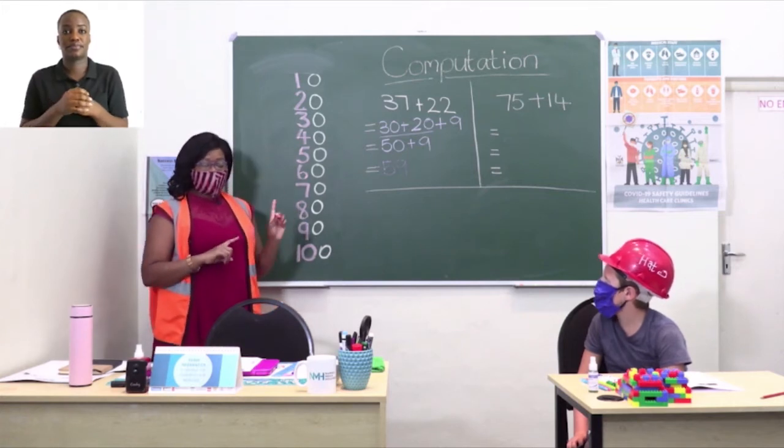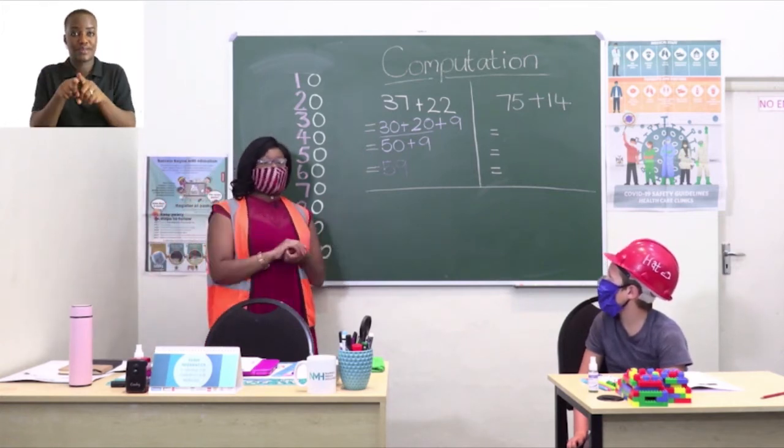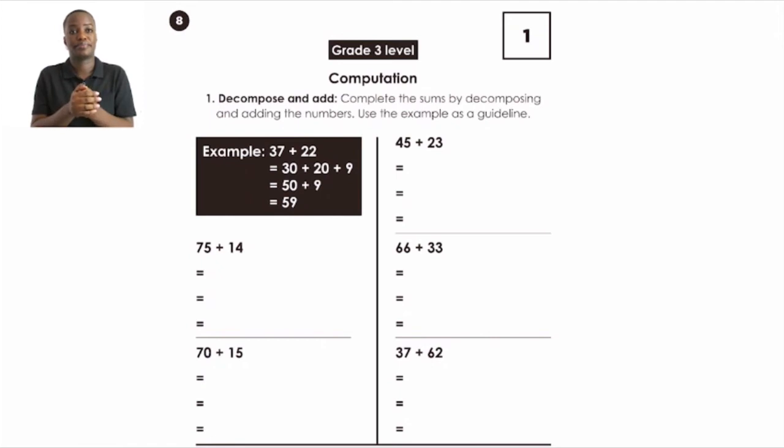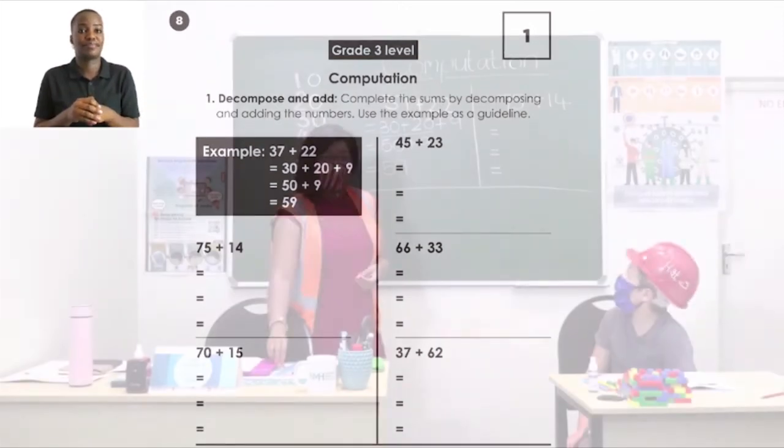Now I want you to check if it is the same in your book. Yes, it's the same, and it should be the same. It goes through 2 stages before we get our answer. Let's try a difficult one together. We are going to try the one below. It says 75 plus 14. Let's take a look at the board.